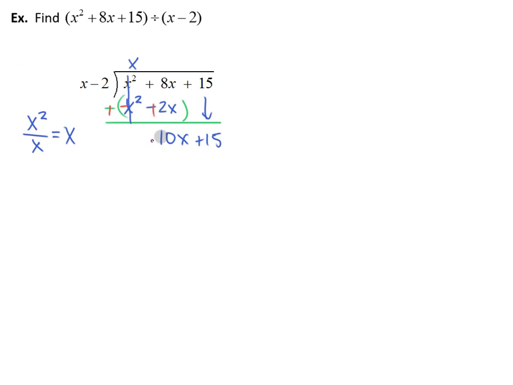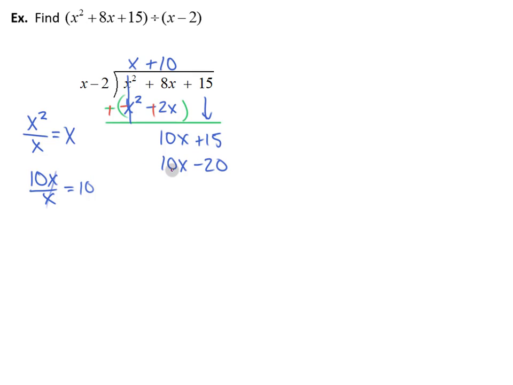Okay, now we basically start over again. 10x divided by x. Well, we can cancel the x's between the top and bottom, and we'd get 10 over 1, or positive 10. Just like before, now we're going to take the 10 and distribute to both parts here. So 10 times x is 10x, and 10 times negative 2 is negative 20.